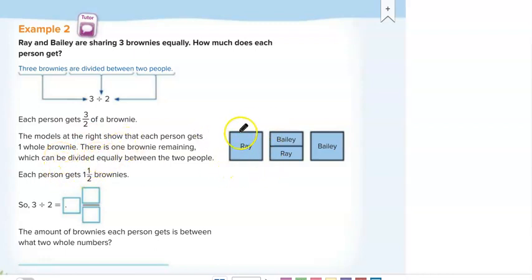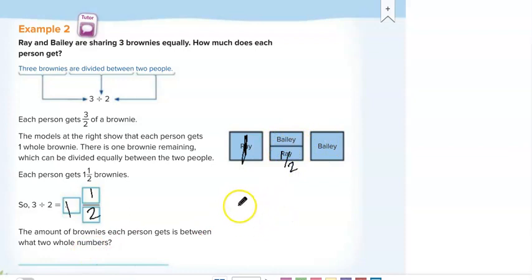So if these squares represent the brownies, well, we can give 1 to Ray, we can give 1 to Bailey, but then we have 1 left over. So let's split that in half and give half of it to Bailey and half of it to Ray. So 3 halves equals 1 and 1/2, right? Because everyone is getting 1, and then Ray is going to get this other half, so 1 and 1/2.